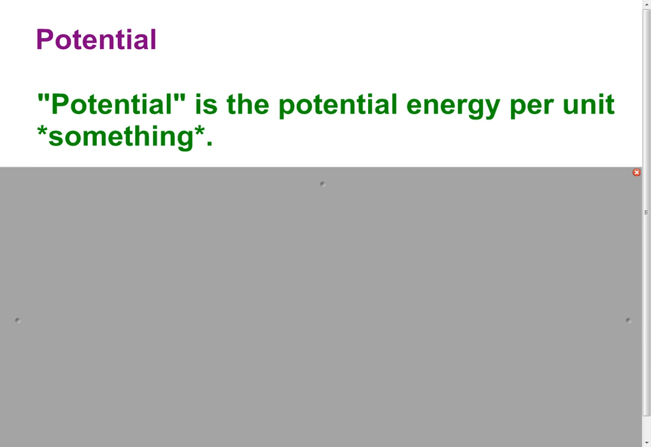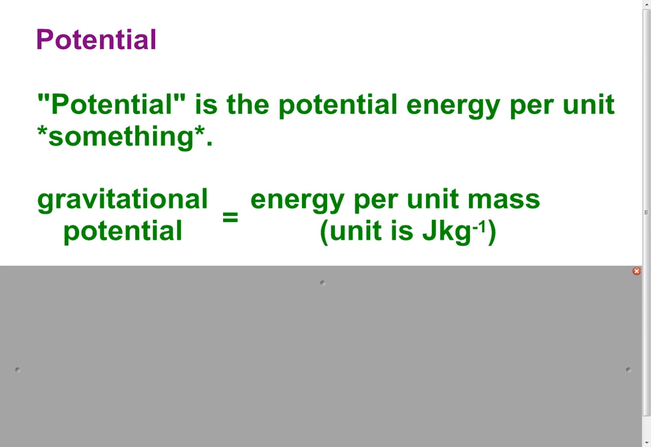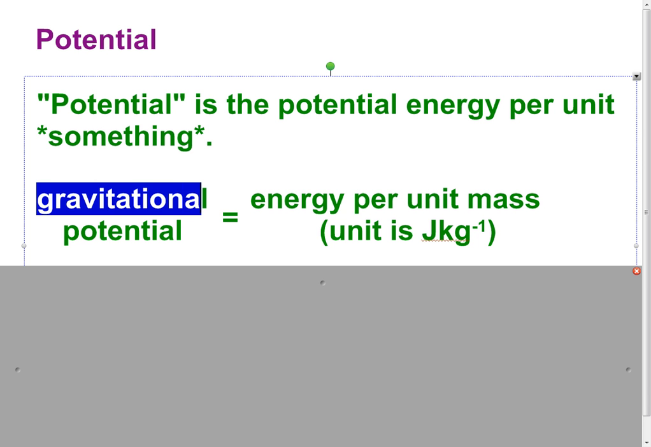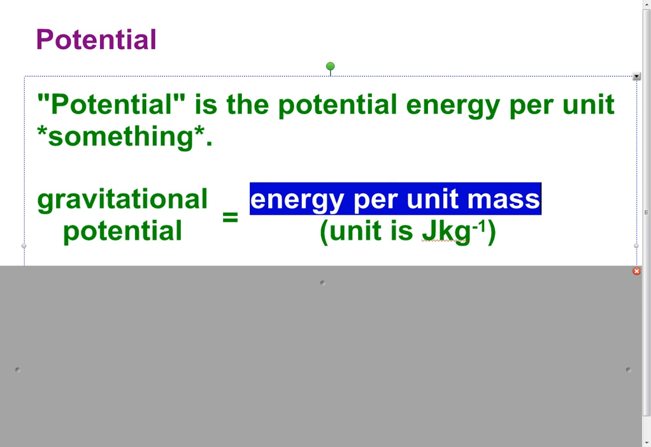That potential is the potential energy per unit something at a point in the field. What on earth does that mean? Well, again, the something is the thing that interacts with the field. So the gravitational potential at a point in a gravitational field, we're going to define as the potential energy, the gravitational potential energy per unit mass at that point. And if it's energy per unit mass, then the unit is joules per kilogram.